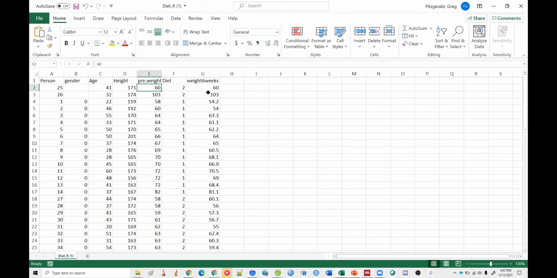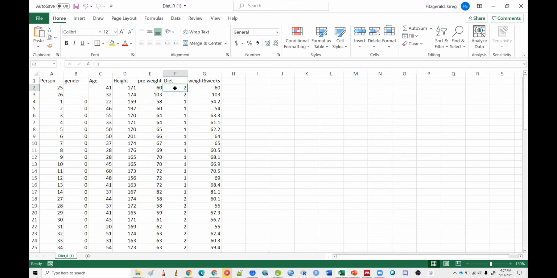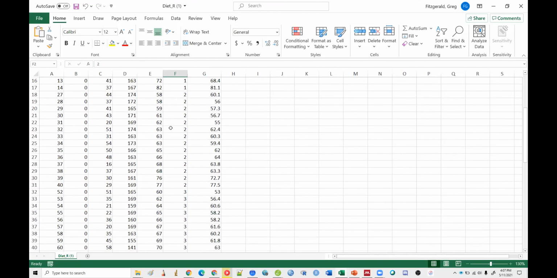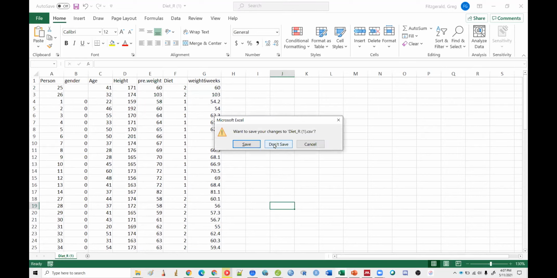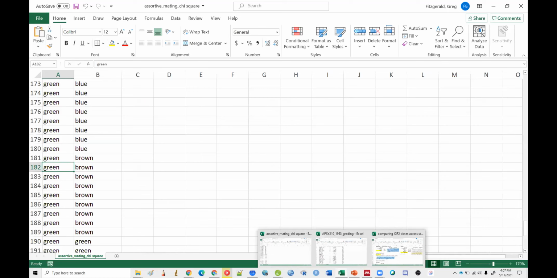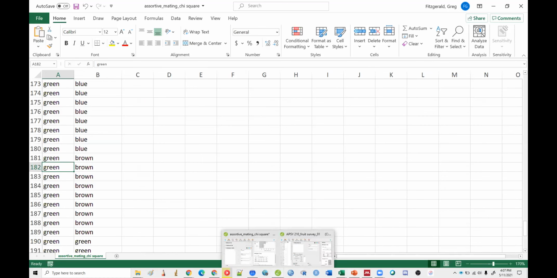So what you see here is, for the sake of us, what we're going to be looking at are these three columns. I think we've looked at this data set before, but I wanted to go over it once again. So we have the person's weight before they went on one of three diets. And we have their weight 6 weeks after going on that diet. So this is a CSV file. And for the CSV file, let's open it up.